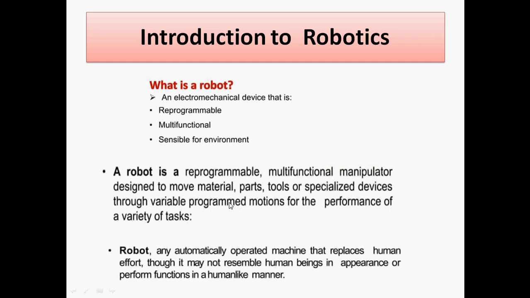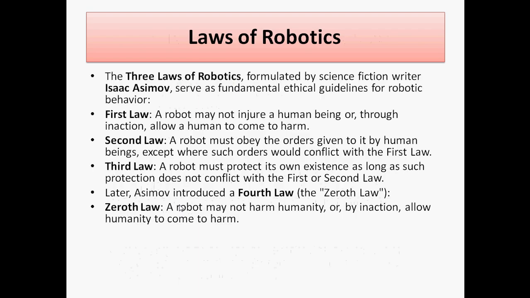Another definition is that a robot is a machine which can replace human beings or human efforts, resembling human beings in appearance or performing functions in a human-like manner. So these are the definitions made by different authors. Now we are going to discuss the laws of robotics. Actually there are three laws of robotics.